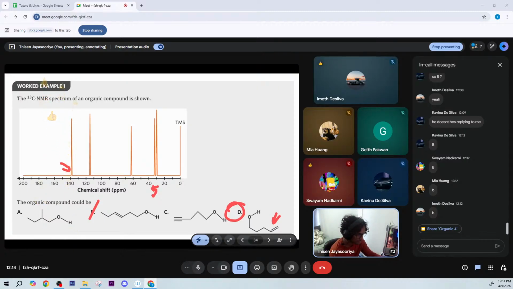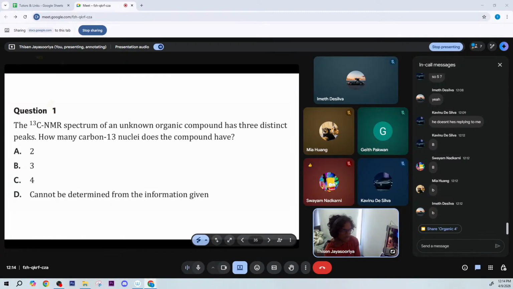Okay. So the 13C NMR spectrum of an unknown organic compound has 3 distinct peaks. How many carbon nuclei does the compound have? It has 3 distinct peaks. How many carbon nuclei? D, B, B.